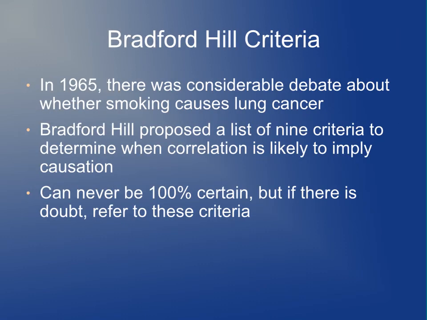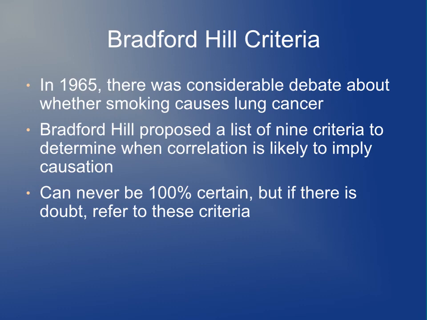In 1965, there was a lot of debate. No, this wasn't just the tobacco companies being in denial. This was actual scientists who still weren't 100% certain that smoking caused lung cancer. So an epidemiologist named Bradford Hill proposed a set of 9 criteria to decide if two variables are causally associated with one another. And these criteria became known as the Bradford Hill criteria.